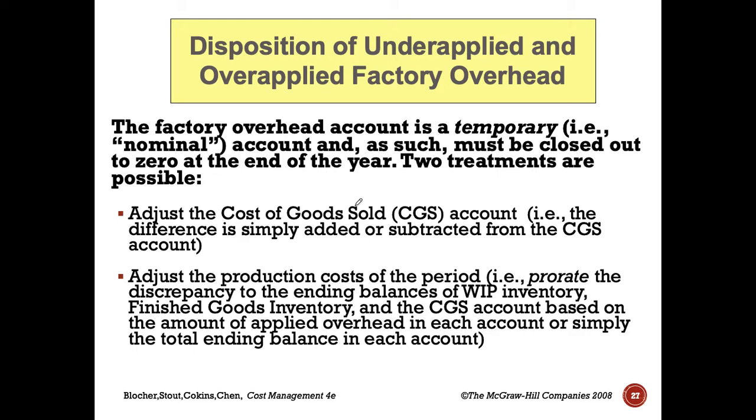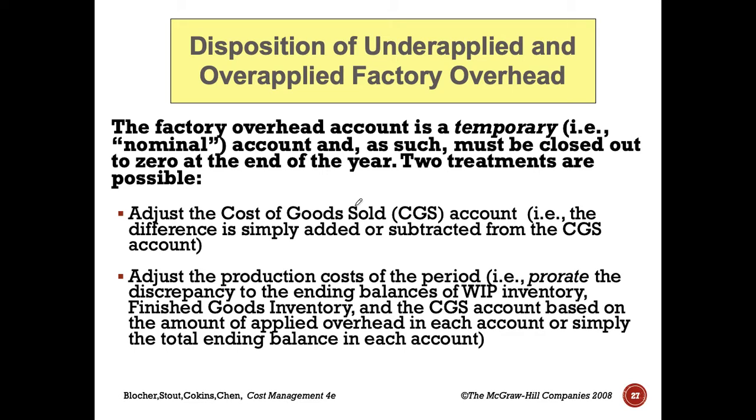Okay, disposition of under-applied and over-applied factory overhead. The factory overhead account is a temporary or nominal account, and must be closed out to zero at the end of the year. Two treatments are possible. First of all, adjust the cost of goods sold account. In this case, the difference is simply added or subtracted from the cost of goods sold account.